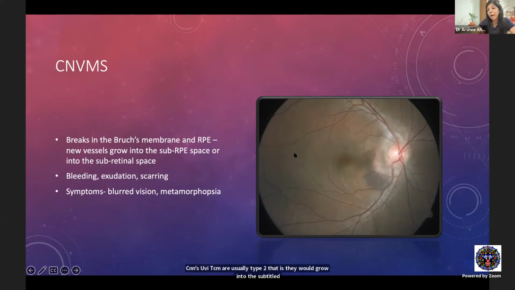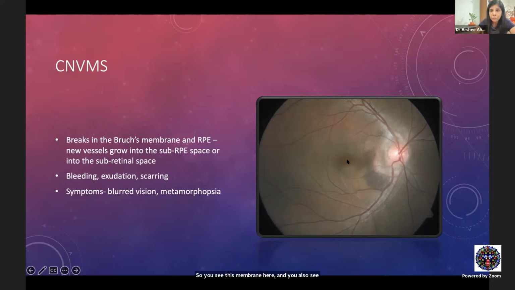Clinically, you can pick them up, like for example, this patient has got a peripapillary CNVM, that is within 1 disc diameter of the optic nerve head. So you see this membrane here, and you also see this area of subretinal bleed next to it.